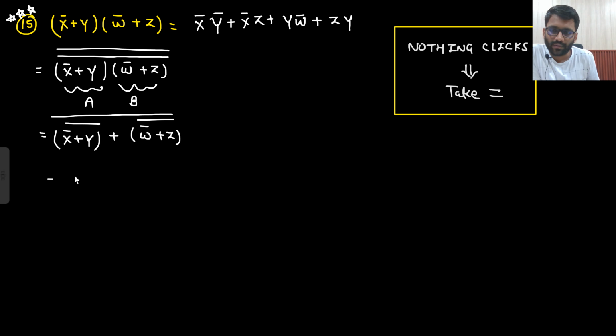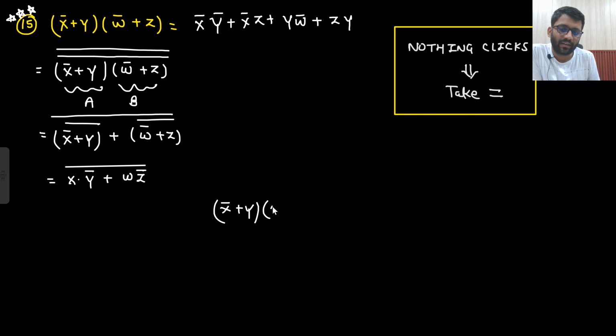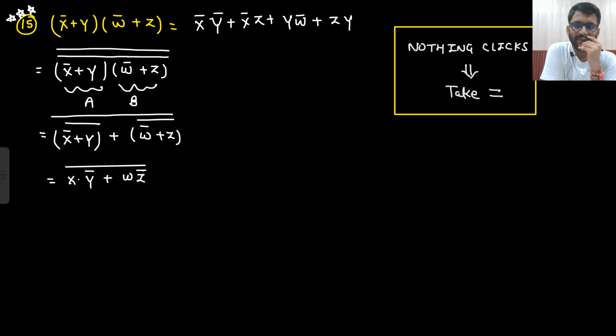So now this is a plus b whole bar. So that would be a into b bar plus w into z bar. And then another whole bar is there. Another whole bar is there. Now if I solve this bar, what will I get? X bar plus y, then w bar plus z. I will get the same expression. So why would I solve this bar? So this is the expression I am getting, right? X into y bar plus w into z bar, the whole thing barred.